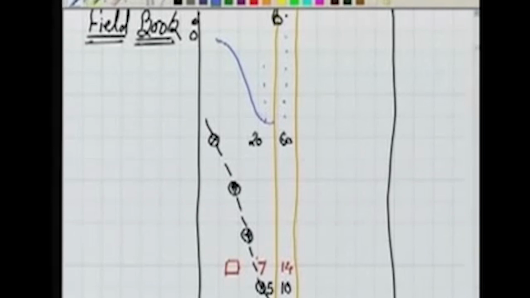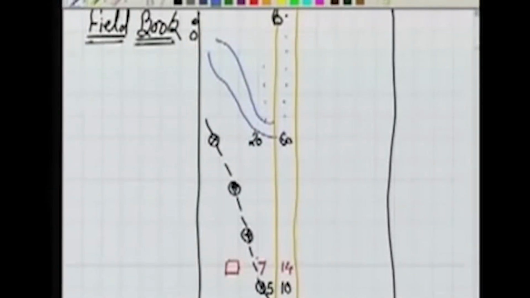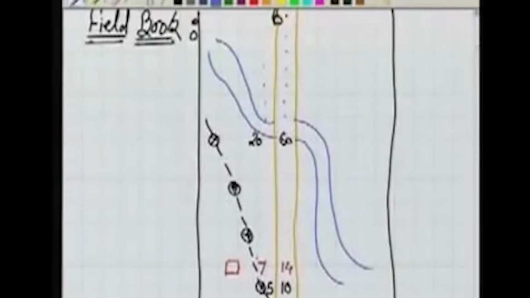because we have done all these measurements. We also know the width of the road. We had measured the width of the road, so I can show this width also here. So my rest of the road will be like this, because we have taken the offsets. So by doing this, my field book is ready. As you can see here, in the field book, all these details are shown, as well as the observations, the chainages and the offsets are given.